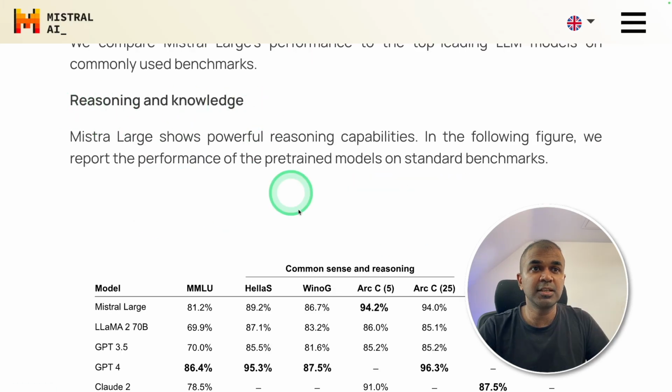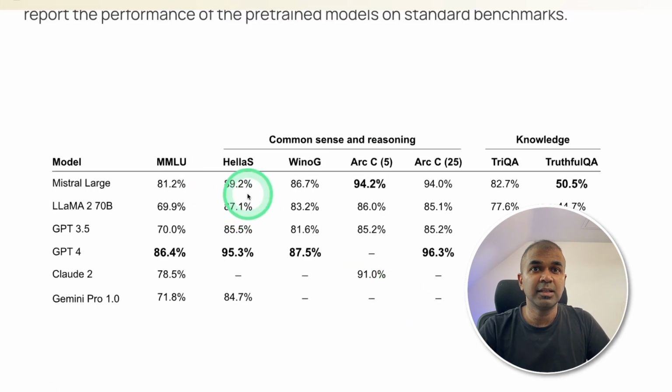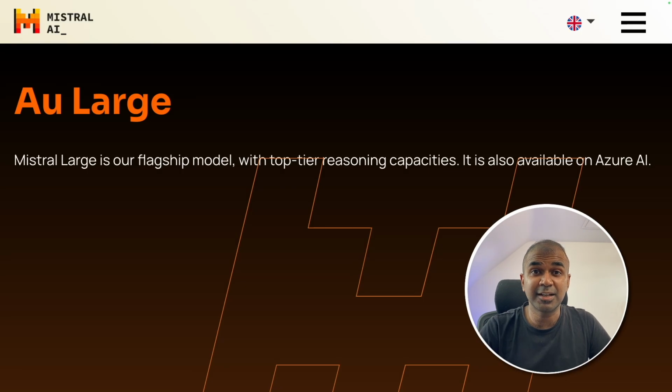In regards to reasoning and knowledge, you can see this model is far better than the Llama 70 billion parameter model, but slightly lower than GPT-4. That's exactly what we're going to see today. Let's get started.